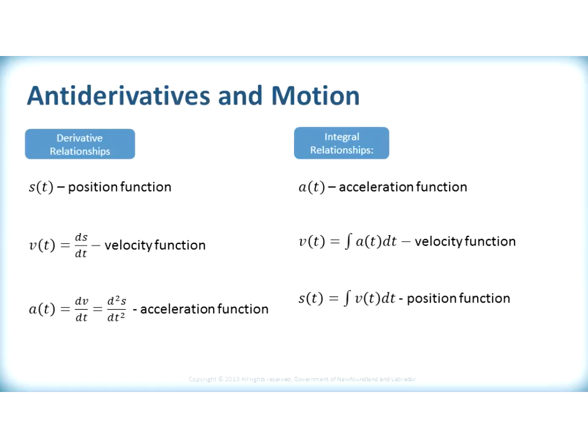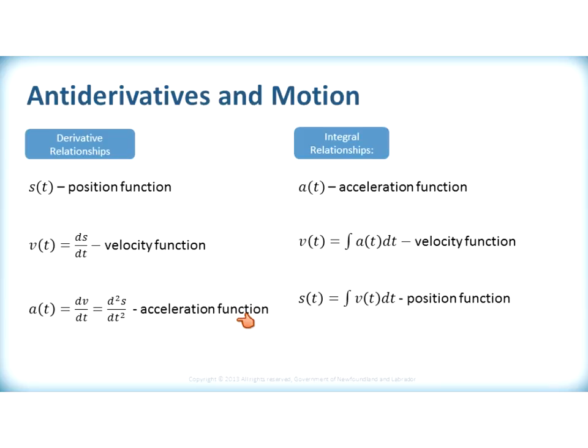Let's remember that we had relationships between position, velocity, and acceleration as defined by derivatives. So if s of t was our position function, v of t was the derivative of that, the rate of change of position with respect to time, and that's what we called our velocity. And if a of t is the acceleration function, we said that was the derivative of the velocity function, which is the second derivative of the position function. So that's our acceleration. And those are the relationships that we use to go from position through to acceleration.